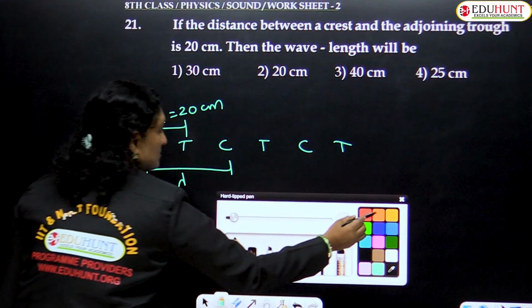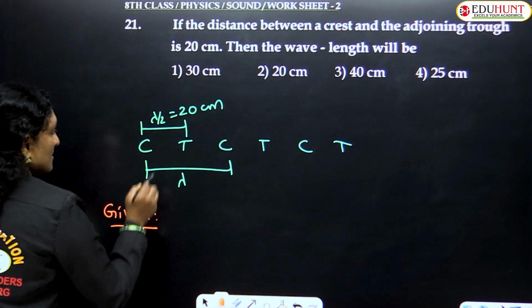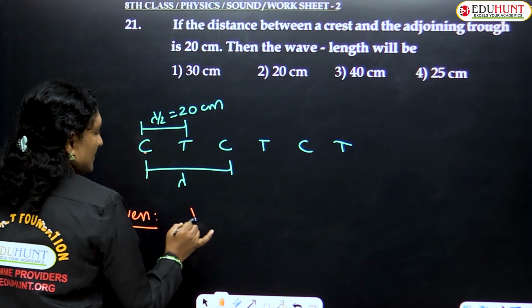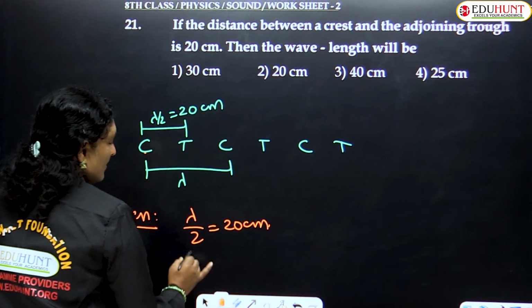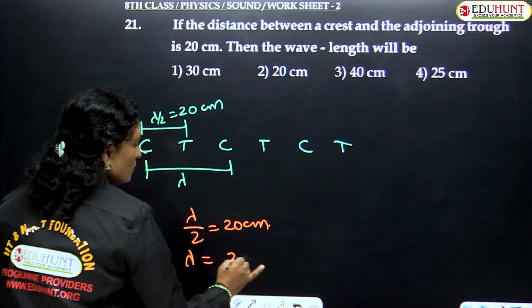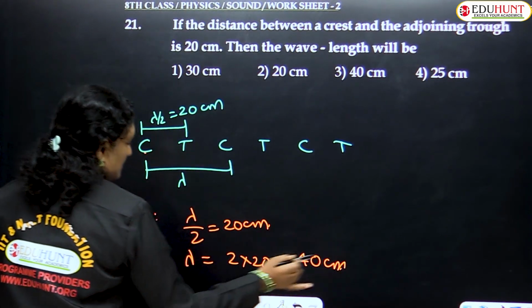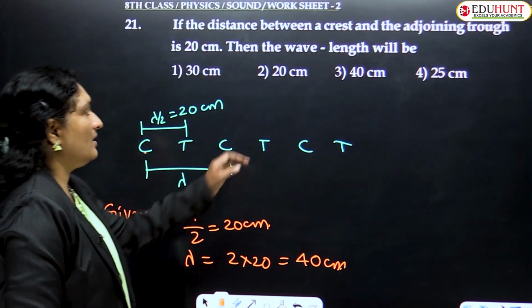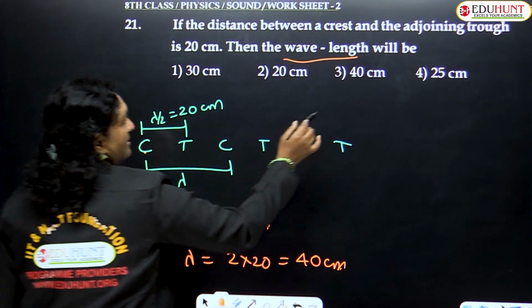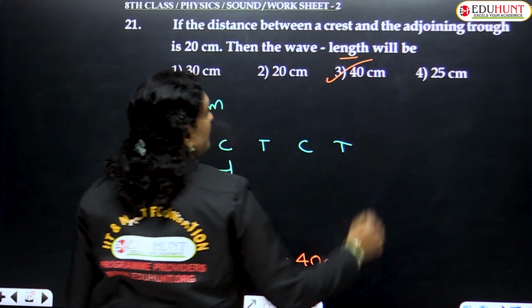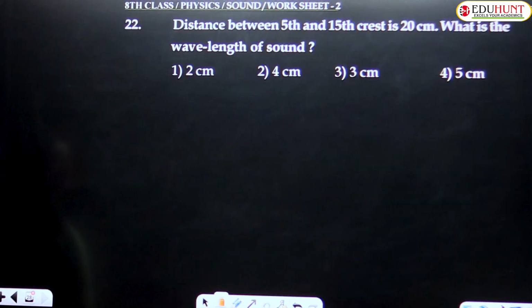So let us try to solve the same. What is given? The distance between a crest and the adjoining trough, that is lambda by 2, is given as 20 centimeters. Then the wavelength lambda is equal to 2 into 20. This is equal to 40 centimeters. So you're asked to find the wavelength. What is the value of wavelength, children? It is found to be 40 centimeters, and hence option number 3 must be true. Now the last question, 22nd.